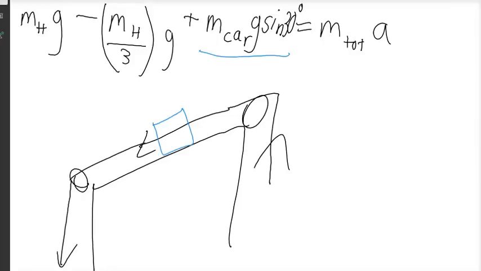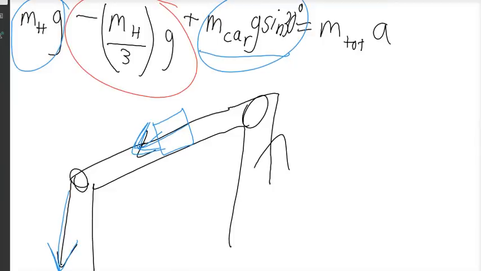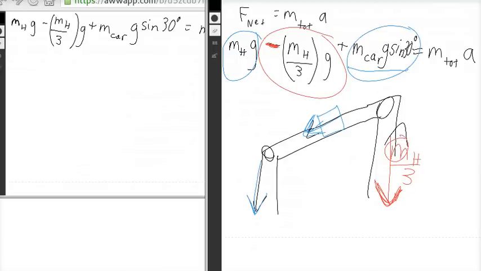We have the force of gravity on the two hanging masses, and of the three forces, you can see that this one and this one are pointing in the same direction, which we have called the positive direction. This one, which I've circled in red, has a negative sign in front, and it is because this MH over 3, the other hanging mass, is pulling in the opposite direction. So let's do some algebra.